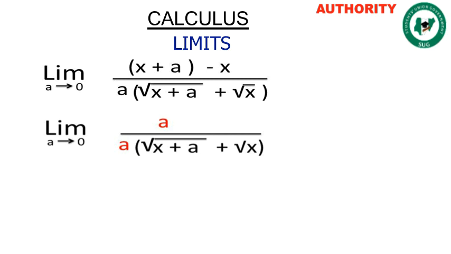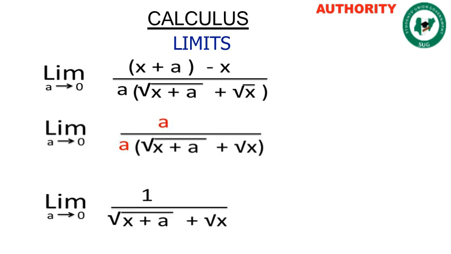Okay, good. Now from here, we have a divided by a in the numerator. What will it give you? It will give you 1. That means we have 1 in the numerator now. And then a divided by a in the denominator gives you 1, with the other terms remaining the same. So we have the limit as a approaches 0 of 1 all over square root of x plus a plus square root of x. From here there's nothing much we can do.